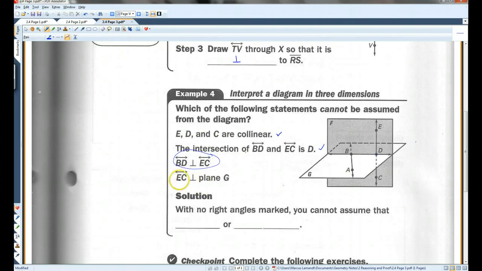Likewise, line EC is perpendicular to plane G. EC perpendicular to plane G, we don't know. So those two. With no right angles marked, you cannot assume that BD is perpendicular to EC or that EC is perpendicular to plane G.